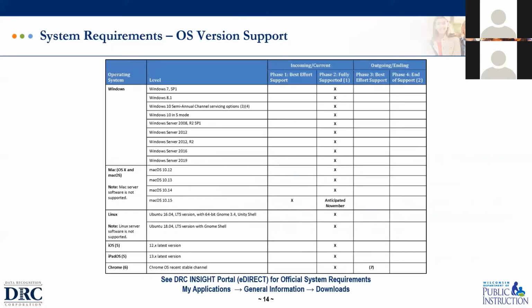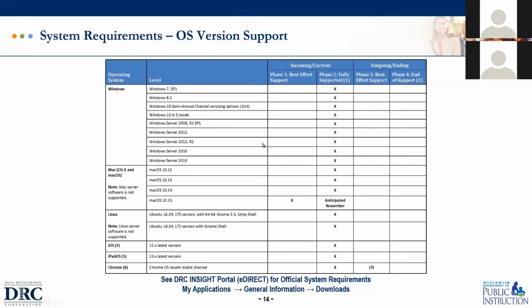So these are the specifications that were released in October. Again, I want you to also continue to refer to the official system requirements that you can download from the DRC Insight portal, rather than looking back at this presentation, because this is where they are at this moment in time. But as you go through testing and prepare for it, make sure you're checking the updated system specifications on either the Wisconsin website or the DRC Insight portal.